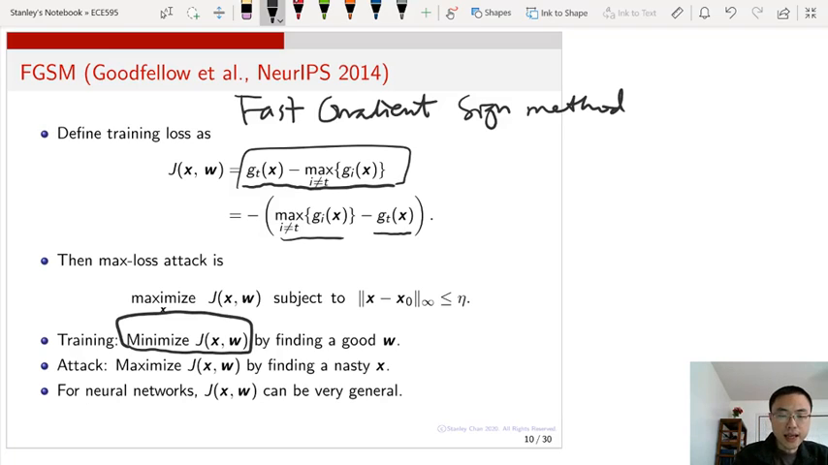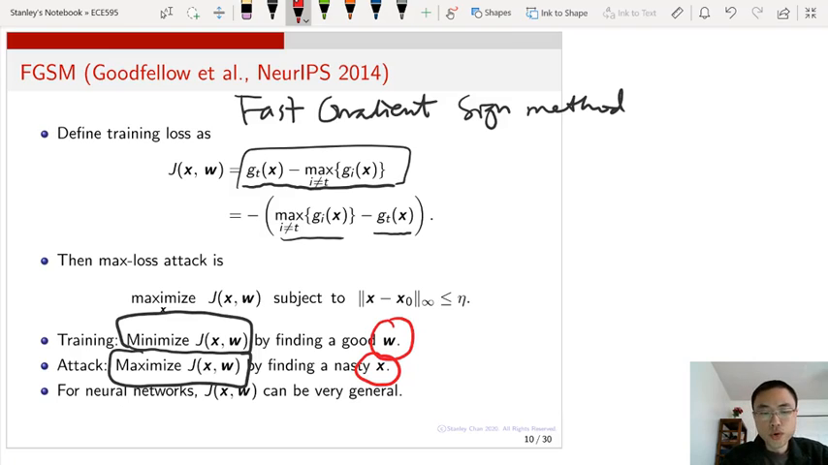However, if you try to do the attack, you're going to do the opposite. You're going to maximize the loss as much as you can. Also pay attention to the variable that you are optimizing during the training and also the attack. During the training procedure, you are going to find a very good W such that the loss is minimized. In the attack, it is different. In the attack, you're going to find a very, very bad X such that your loss will be maximized. Okay, so one is trying to make the classifier as good as possible. The other one is trying to make the classifier as bad as possible.